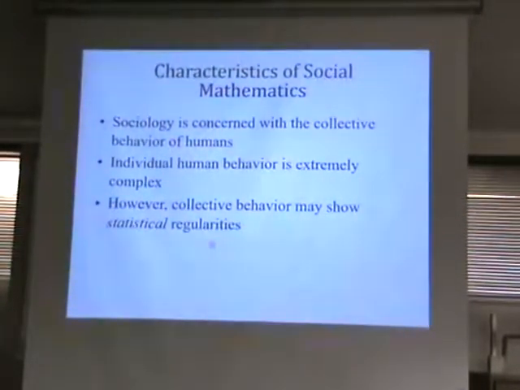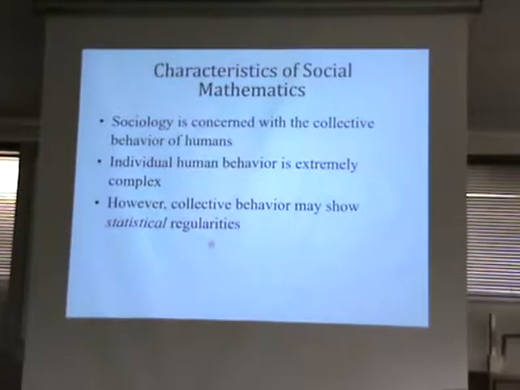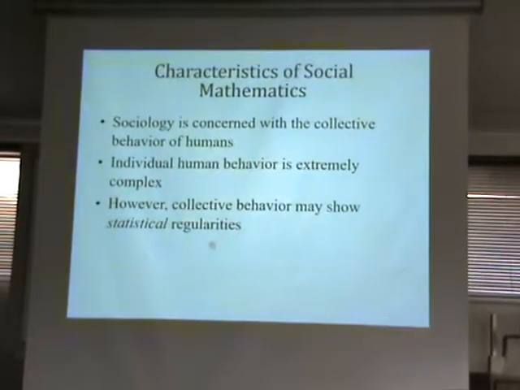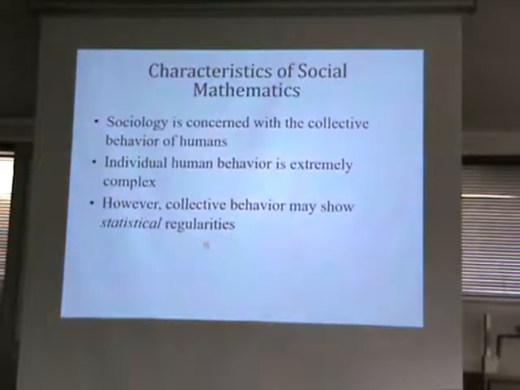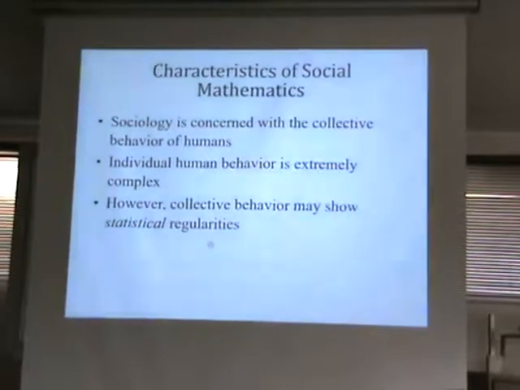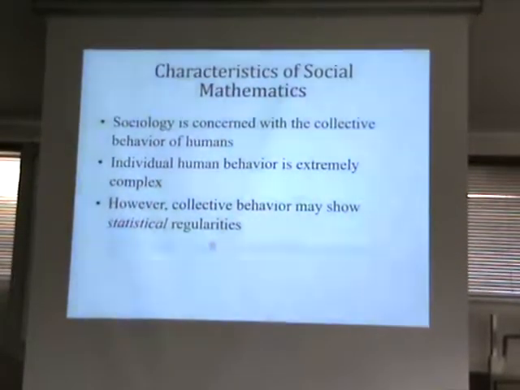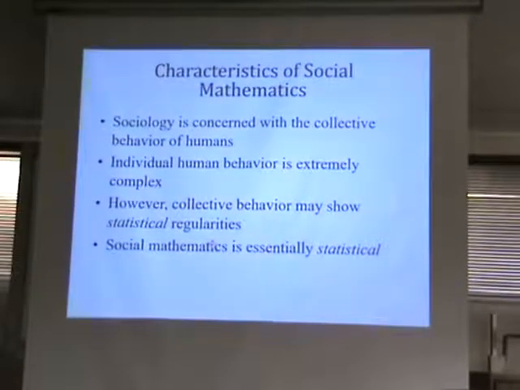You all know about the bell curve, the Gaussian curve, the normal curve, right? If you measure people's heights or weights, individual heights and weights vary very much. But over the statistical region, you have some kind of regularity. So in this kind of social modeling, you want to focus on the statistical regularity. So social mathematics is essentially statistical.